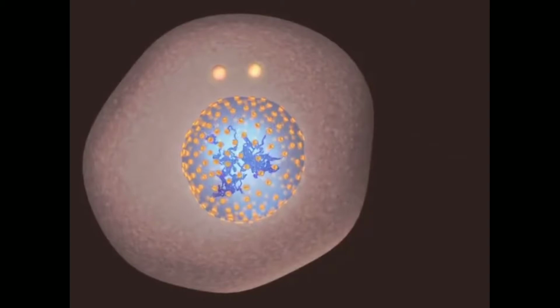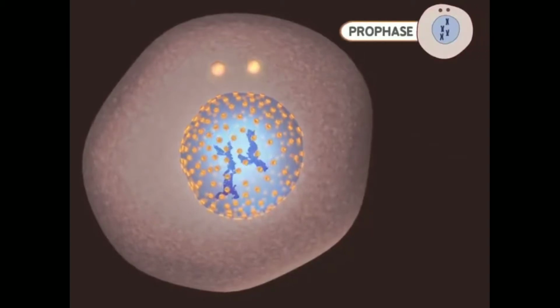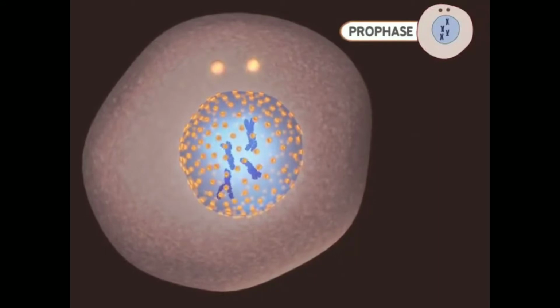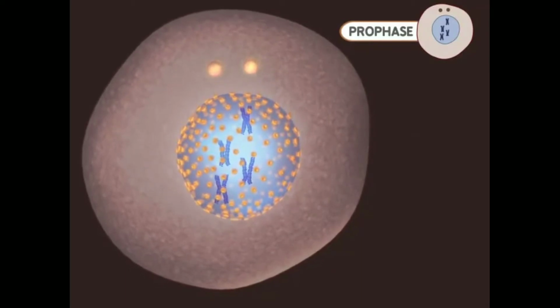Mitosis. The number of chromosomes is the same in the daughter cell as in the parent cell. Steps. The first step is prophase. Chromatin material condenses and forms chromosomes. Chromatin material is actually a network of thread-like structures.